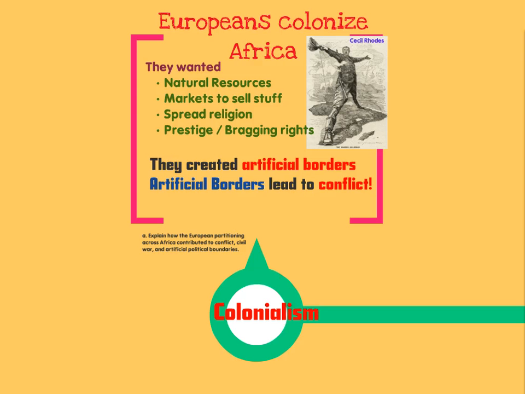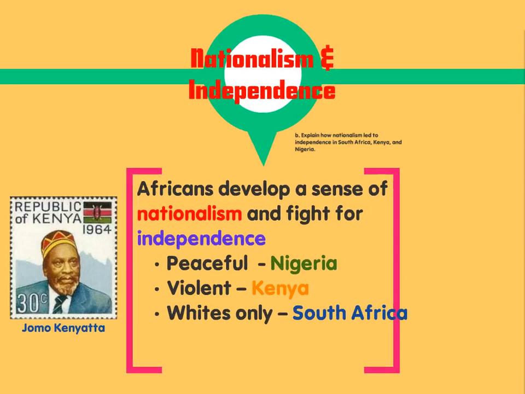They wanted markets to sell their goods. They wanted to spread the religion of Christianity. And of course, there's always the prestige and bragging rights to brag to the other European leaders that you have more colonies than they do. In the process, they had a meeting at the Berlin Conference where they divided up Africa using artificial borders. And as we've learned before, artificial borders lead to conflict.